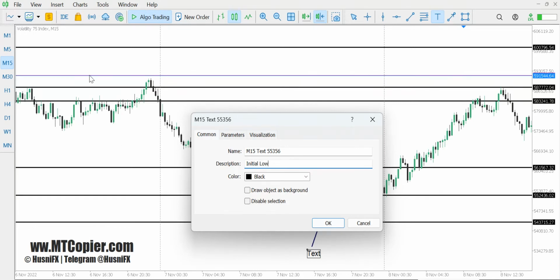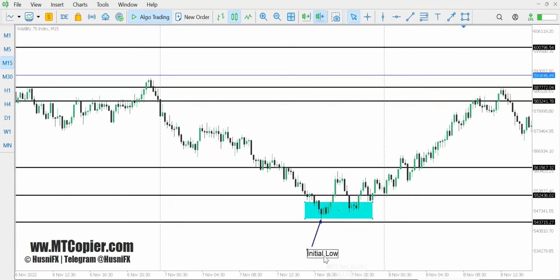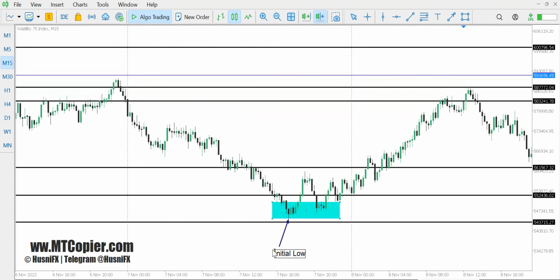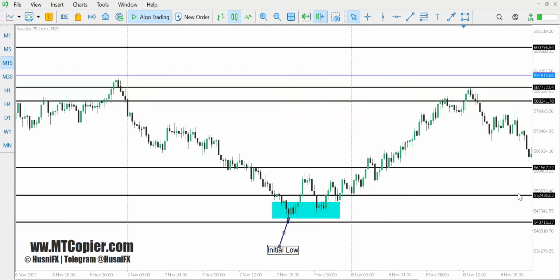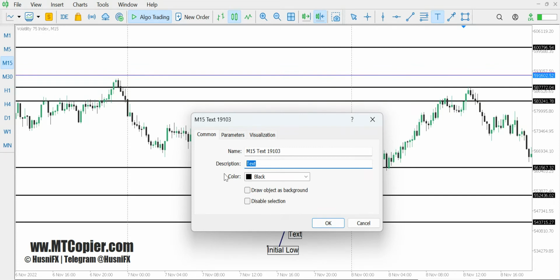So this is the initial low. When price forms the first leg as the initial low, we must weigh three factors. These three factors are very important. Let me call this factor 1.